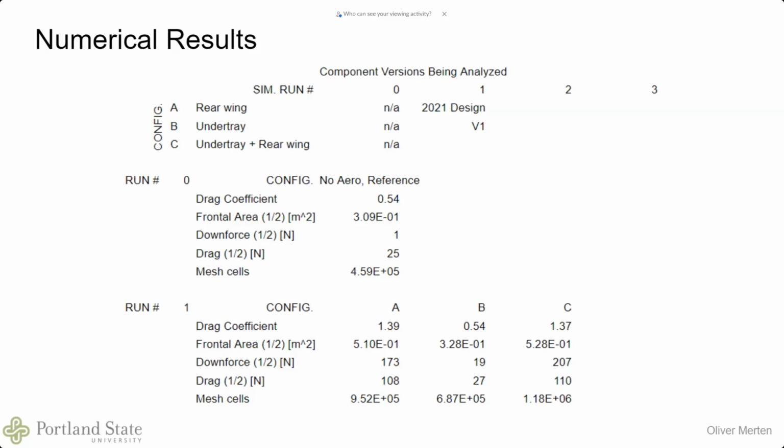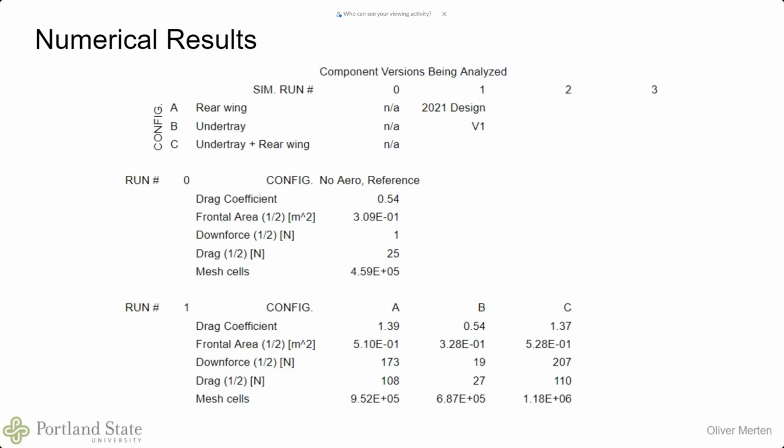And then for configuration C, which has both the undertray and the rear wing, we get the greatest downforce production, so 207 newtons. So that's about 4.4, so maybe 50 pounds, maybe a little less, like 40 pounds of downforce. But that's just on half of the car, because this is just a half car simulation. So 80 pounds of increased downforce on a 725 pound car is pretty significant, and considering you're not adding that same amount of mass to the car. Yeah, that's kind of the results.